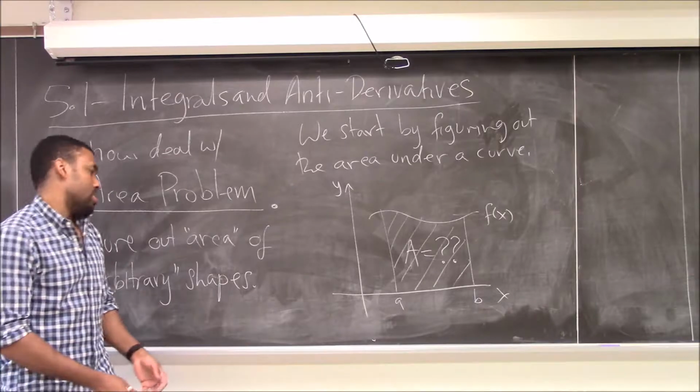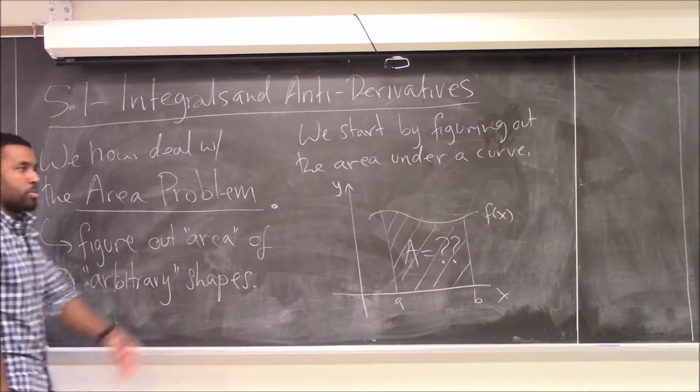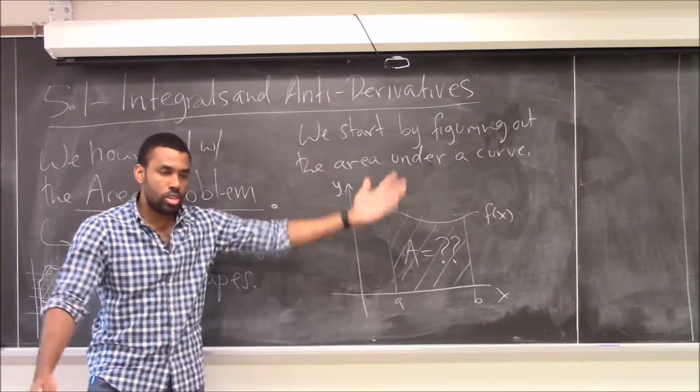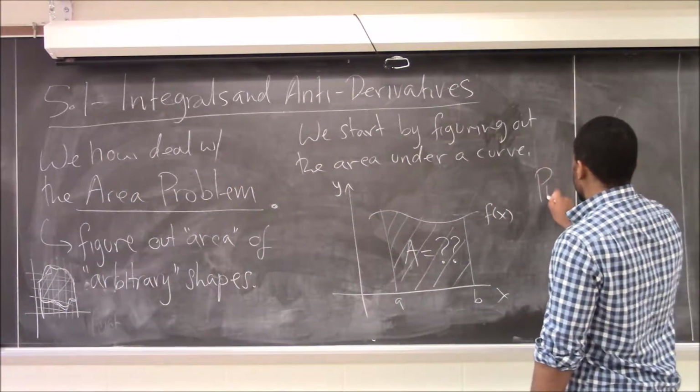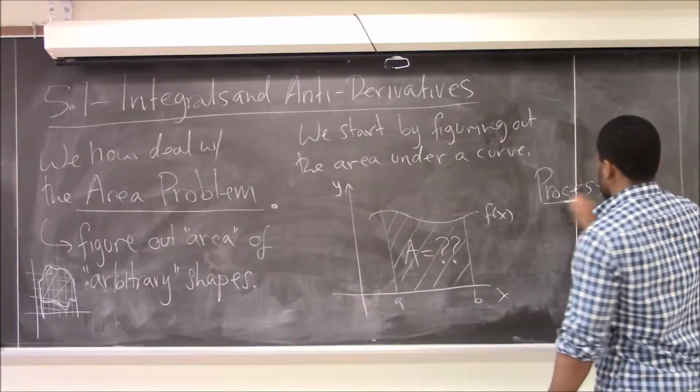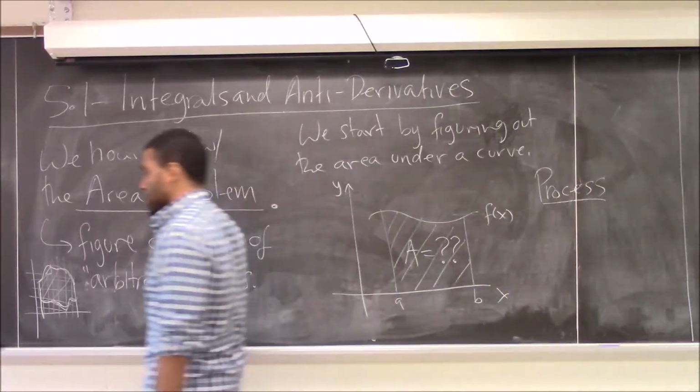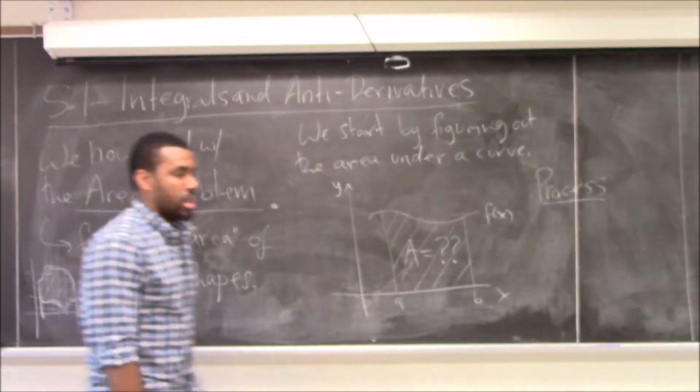So we can talk about arbitrary shapes, but first let's just figure out how to do it for a single curve. So that was the idea. And the process is pretty much the same as what you would do here. We start by dissecting this shape into rectangles.